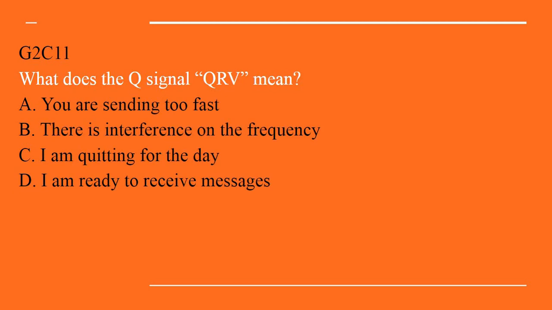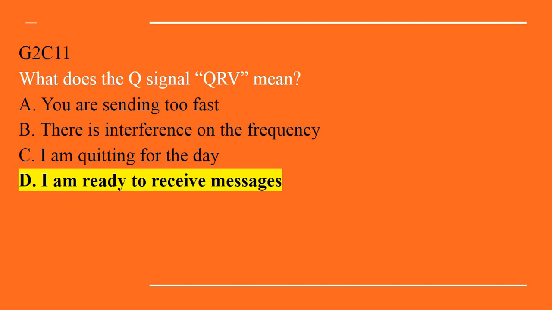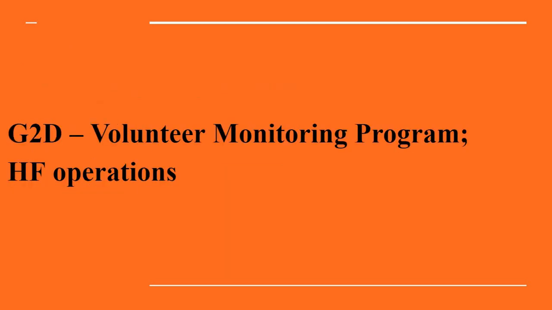G2C11. What does the Q signal QRV mean? A. You are sending too fast. B. There is interference on the frequency. C. I am quitting for the day. Or D. I am ready to receive messages. Correct answer D. I am ready to receive messages.